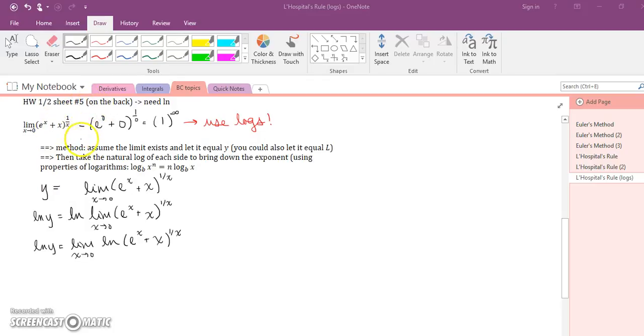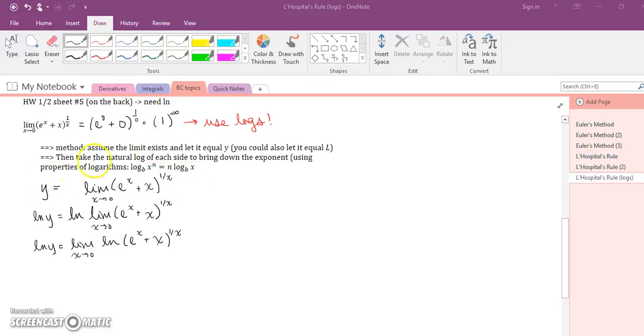Number 5 on the front actually also needs L'Hopital. Also needs natural logs. That's on Weebly right now under the worksheet handout. I'll show you that at the end of this. So anyway, go to where you did this and fix it, because I'm assuming you had issues with it unless you happen to look up how to do this.